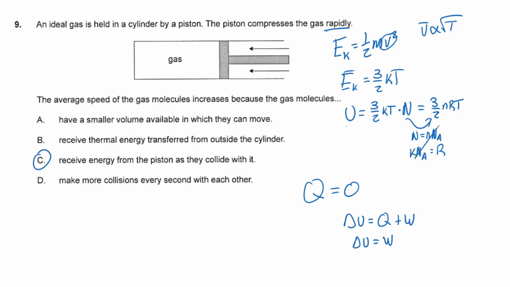It's not A. The volume does decrease, but this isn't what directly increases the speed. It's going to increase pressure, of course, but not kinetic energy by itself. What about B, though? Receive thermal energy transfer from outside the cylinder. Well, I talked about this earlier. Since the compression is rapid, there's not enough time for heat transfer to occur. So it's not B, and it's not D either. D is more of a result than the cause. Collisions are going to increase when volume decreases, but again, this is a result, not a cause.